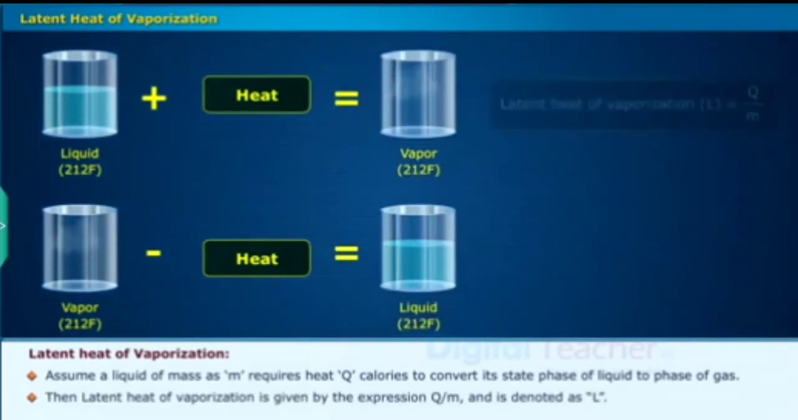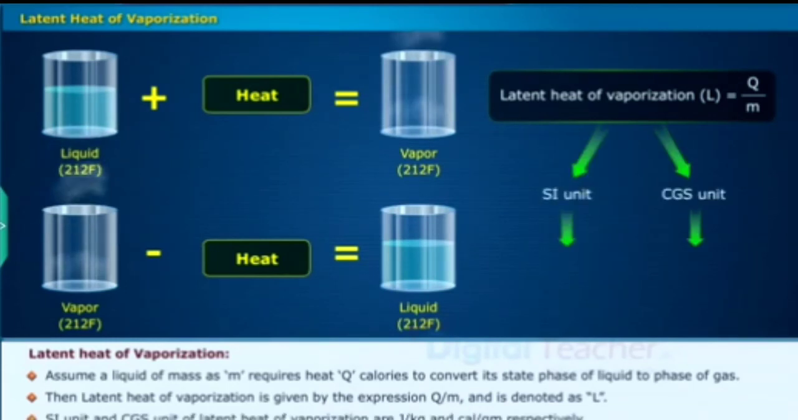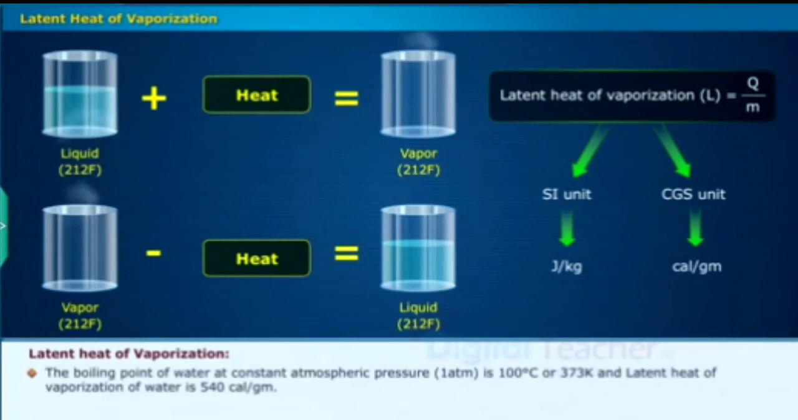The latent heat of vaporization is given by the expression Q by m and is denoted as L. SI unit and CGS unit of latent heat of vaporization is joule per kilogram and calorie per gram respectively. The boiling point of water at constant atmospheric pressure is 100 degrees Celsius or 373 Kelvin and latent heat of vaporization of water is 540 calories per gram.